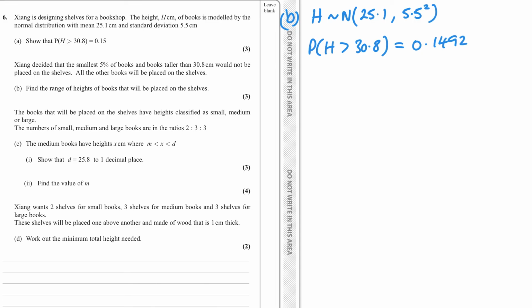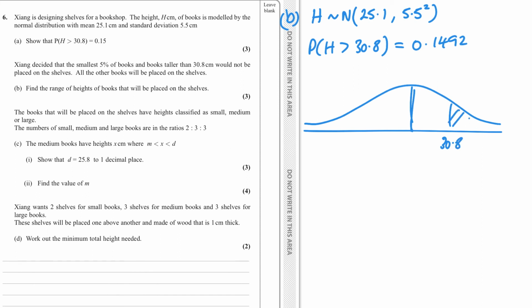So part B, this Yang, I'm not sure if that's how you say it, decides the smallest 5% of the books, and the books that are taller than that 30.8 will not be placed on the shelf. So if I think of this again, just a very rough diagram, 30.8, that's what we've already looked at, and that's 25.1 in the middle there, and then 5%. So we know that's 0.05. So that's what we're looking at.